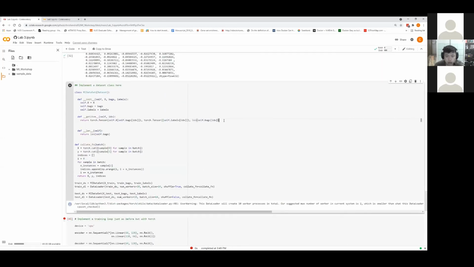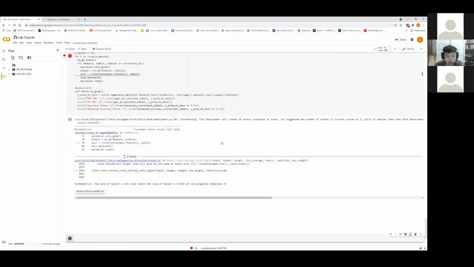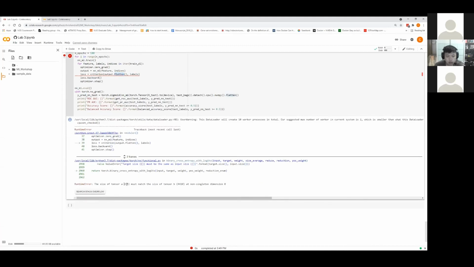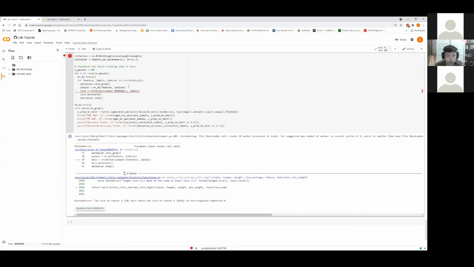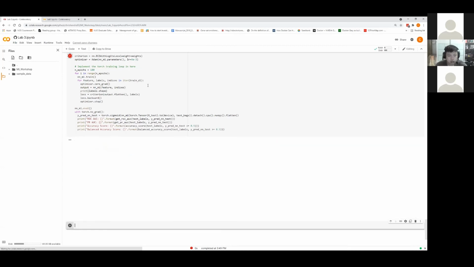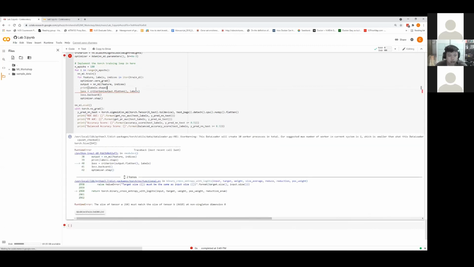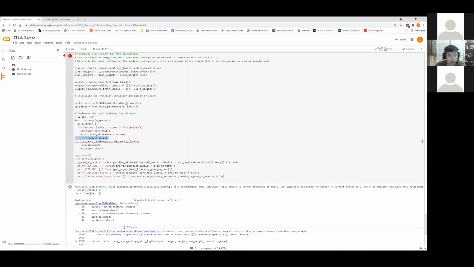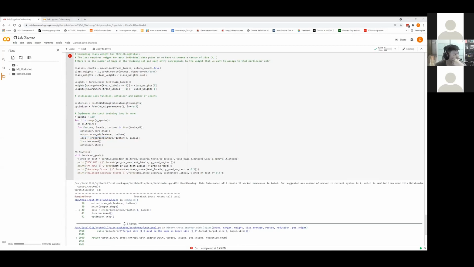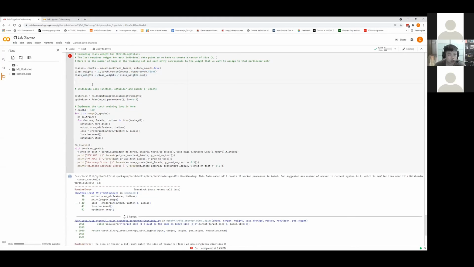Okay, this is a typo in here. Size of a tensor must match the size of a singleton. Okay, it seems that there are many problems with this. Let me just try to debug it real fast. That is weird. Oh, okay, I know what's wrong. So this chunk of code shouldn't be here.